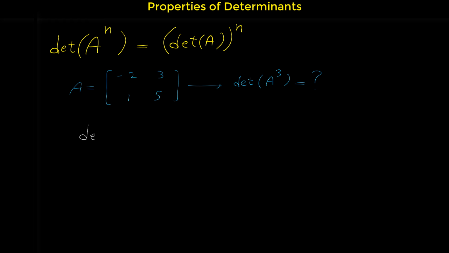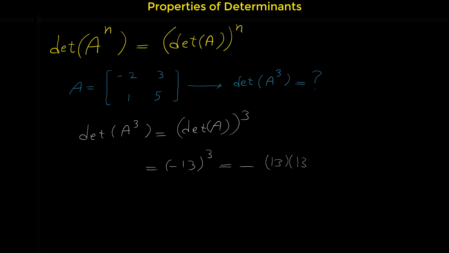We know that if we want to find determinant of A to the 3, this is equal to determinant of A, then raised to the 3. What is the determinant of this matrix? Negative 2 times 5 is negative 10. Negative 10 minus 3 is negative 13. So now we have to raise negative 13 to the power of 3. Because the power is odd, the power is 3, negative remains. Now we have to multiply 13 by itself. So 13 times 13, times 13 is 2197.